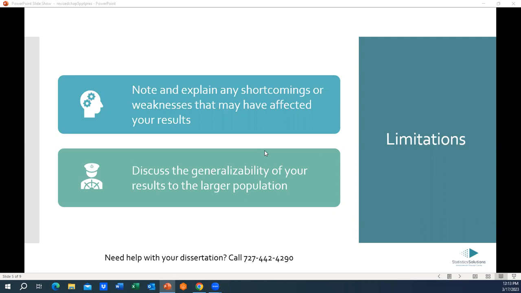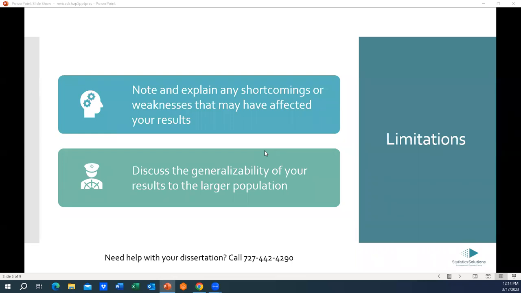Sometimes for qualitative studies, researcher bias is a limitation. If you're very close to the study or the topic, sometimes researcher bias can be a problem. If you think that may have been a problem, you can mention that and talk about ways that you tried to mitigate or prevent researcher bias, and there are different ways to do that.